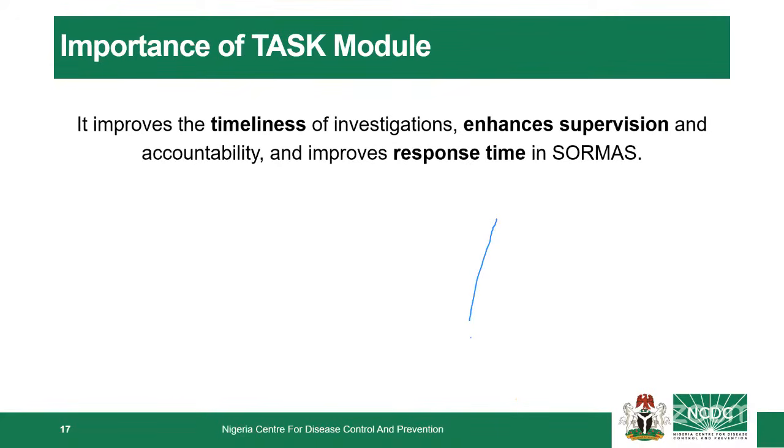The importance of the task module is to improve the timeliness of investigation, enhance supervision and accountability, and improve response time in SORMAS. All these can be carried out on the task module. This is about the timeliness of investigation of whatever is going on, due to distance, or where you cannot reach out, and the information is urgent and you need a response on that particular event. Next, please.